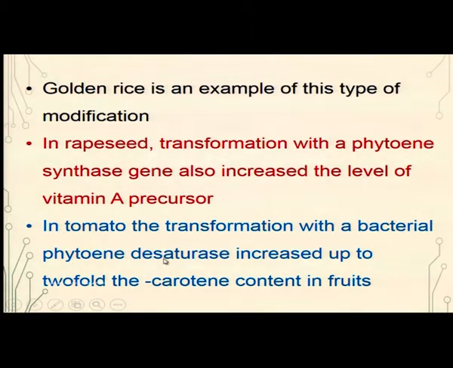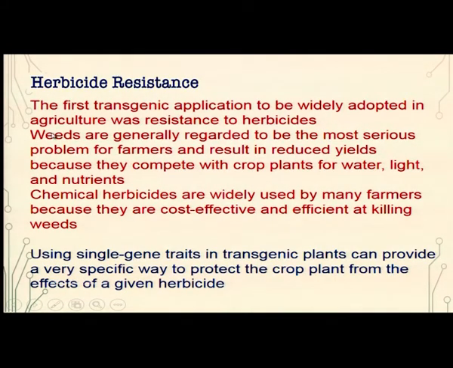Tomato already contains some amount of carotene, but that content was enhanced by the addition of the bacterial phytoene desaturase gene. Herbicide resistance. The first transgenic application to be widely adopted in agriculture was resistance to herbicides. Weeds are generally regarded to be the most serious problem to farmers, and they result in reduced yield because they compete with the crop plants for water, light, and nutrients.